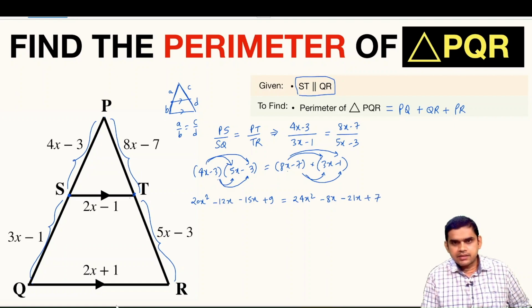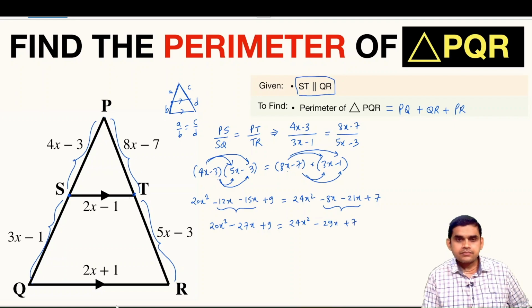Now we will rearrange these terms. So first of all, let us simplify like terms on the left hand side. This is minus 12x minus 15x. So 20x square as it is, and this will be negative 27x plus 9 is equal to, likewise here also, 24x square minus 29x plus 7.